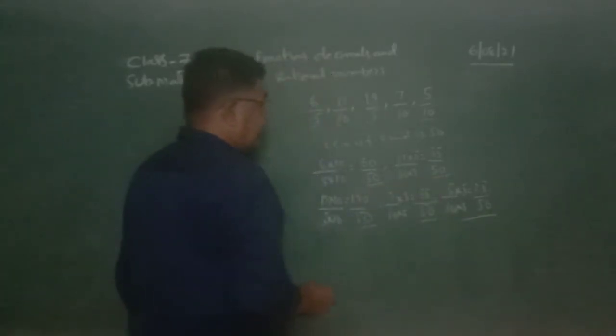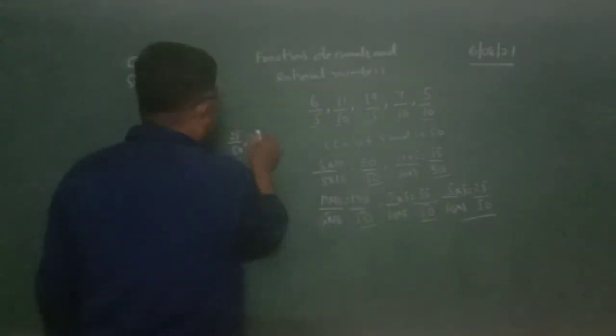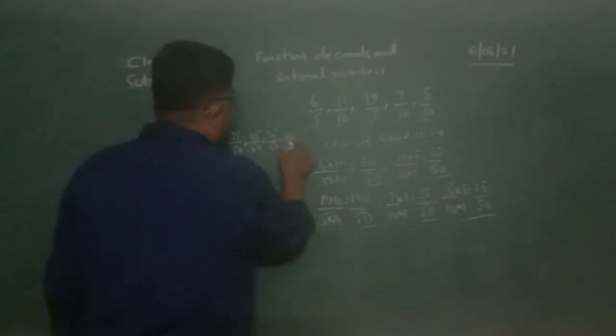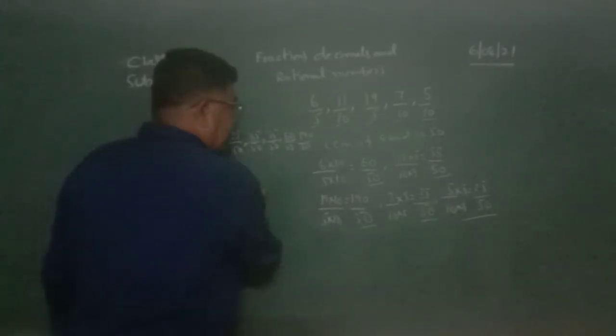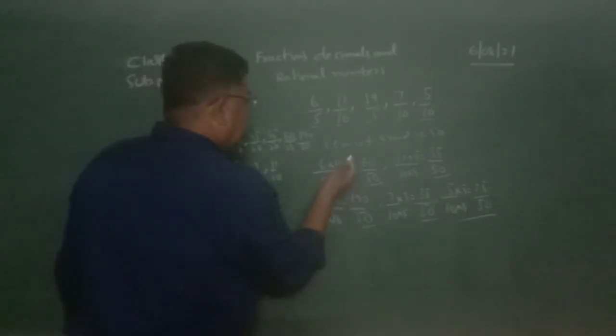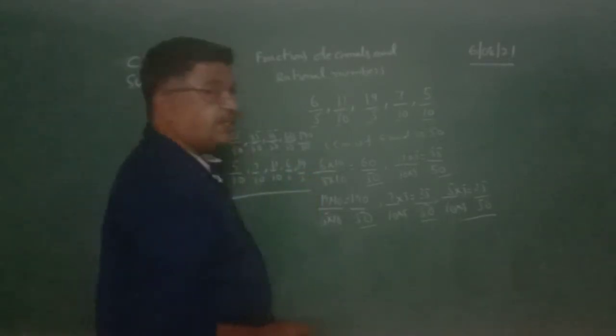Therefore, now you write the fractions with respect to the numerator. 25 by 50, then 35 by 50, then 55 by 50, then 60 by 50, and finally 190 by 50. This is the ascending order. So 25 by 50 you got from 5 by 10, 35 by 50 you got from 7 by 10, 55 by 50 you got from 11 by 10, and 60 by 50 you got from 6 by 5, and 190 by 50 you got from 19 by 5. So this is the ascending order of the fractions.